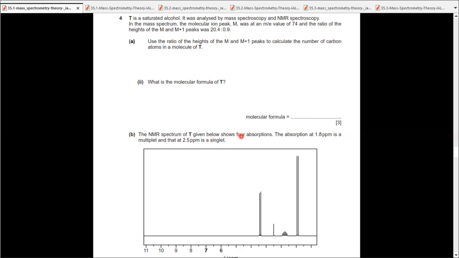Four. Good. Moving on. What is the molecular formula of T? This should be easy. Molecular formula. 1 second. Molecular ion peak M was at an m/e of 74.